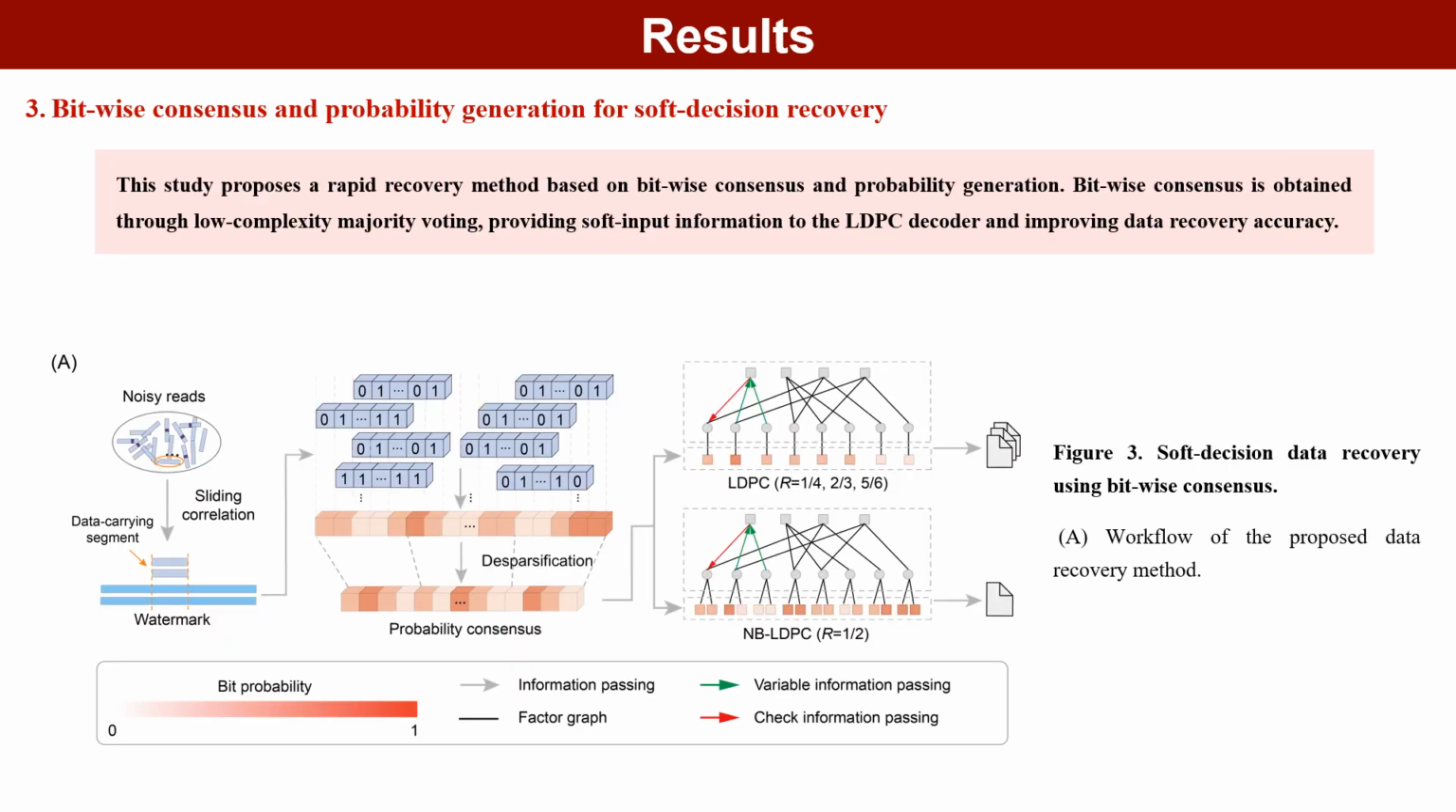Hidden watermark references facilitate rapid data recovery. Step 1. Sliding correlation to filter low-error reads. Step 2. Bitwise consensus to generate soft information. Step 3. Soft decision decoding to recover the original data.